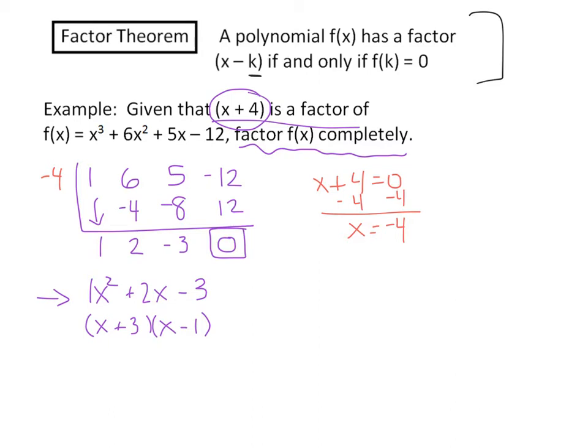So if we're going to write our completely factored form for this function, we would write f of x equals x plus 4, and we have that factor from the original problem, x plus 4 is a factor, x plus 3 and x minus 1.